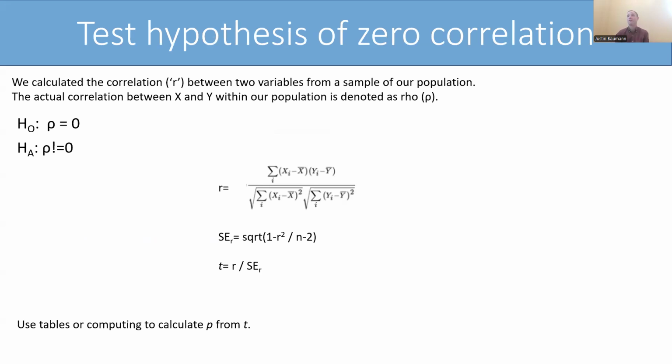Because that's generally our point. We might be interested in, is there a correlation between X and Y? So we calculate the correlation r between two variables from a sample of our population. The actual correlation between X and Y within our population is denoted as rho. So the H naught for a hypothesis test of zero correlation is rho, or the true correlation of our data, is zero, right? Our H A would be that it's not zero. We calculate r in this complicated way, or by using cor.